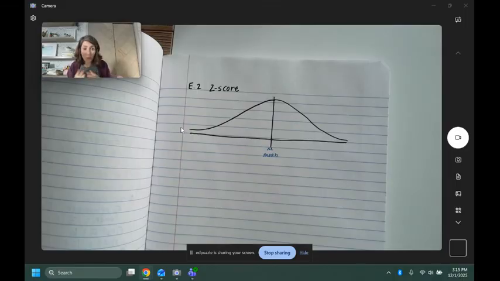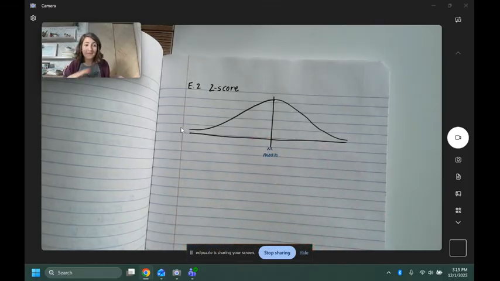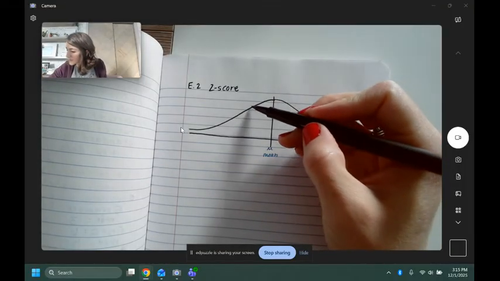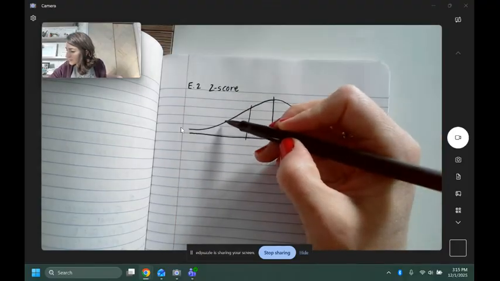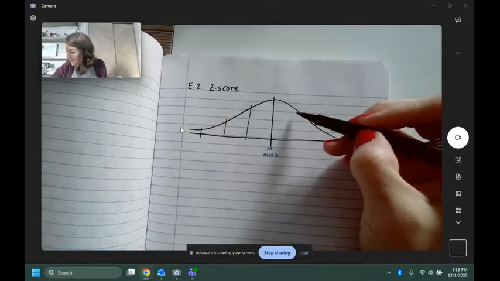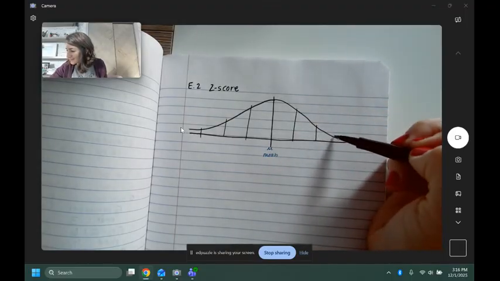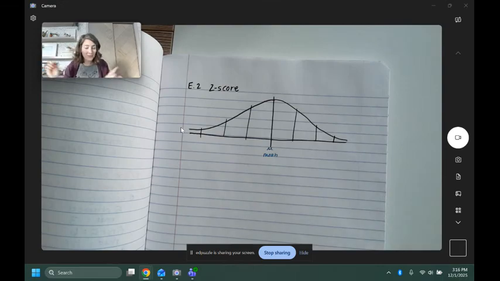And in a normal distribution, this doesn't always happen. You can't just make data normal. But when I do have a normal distribution, the standard deviation becomes really important. So I'm going to break this into some pieces here. 1, 2, 3. Evenly spaced as best you can. 1, 2, 3. Evenly spaced as best you can.